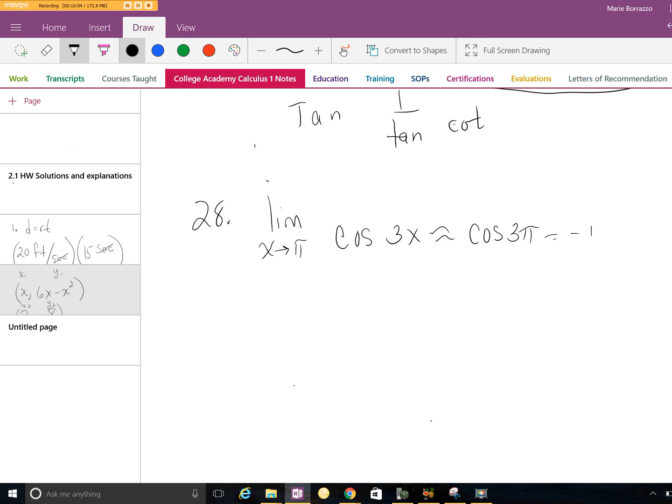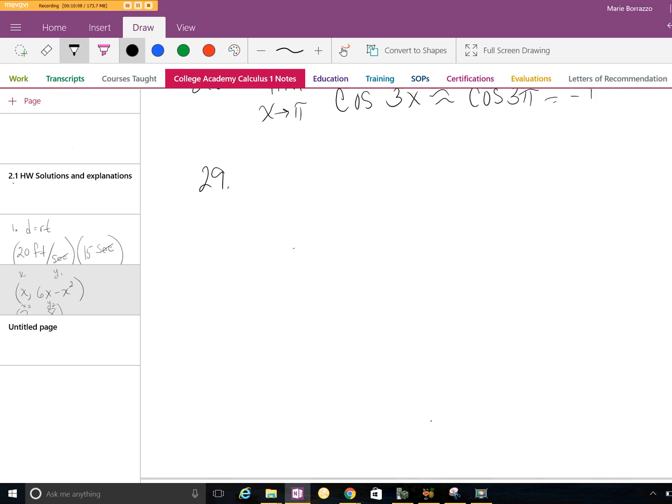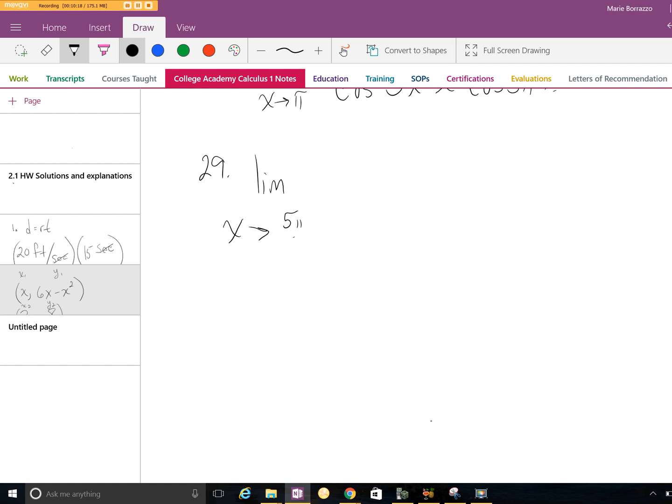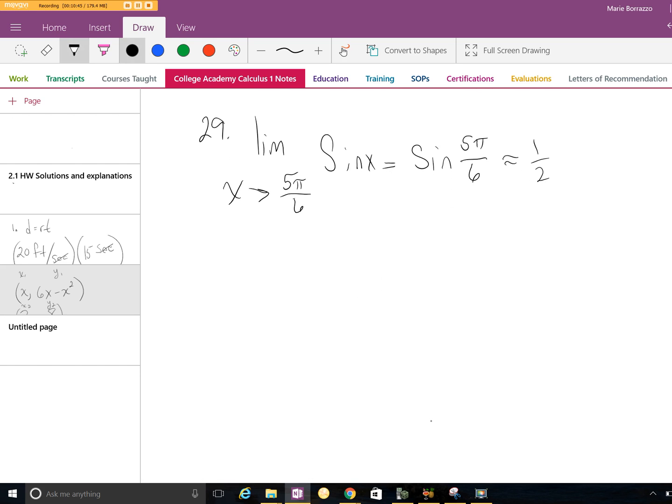Okay, let's look at one that's a little bit more challenging. Actually, no, I'll keep going the same direction. Here's 29. Okay, so we have the limit as x approaches 5 pi over 6 for sine x. So if I pop this into the calculator, I get sine 5 pi over 6. Again, substitute this in the calculator, you'll end up with 1/2. Eventually, if you're familiar with the trigonometry functions and the trigonometric table, or circle I should say, you should be able to figure that that's also 1/2.